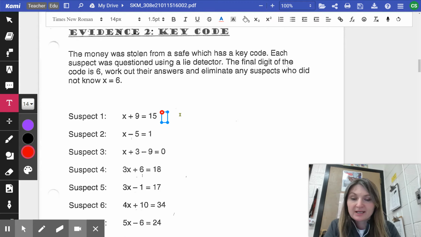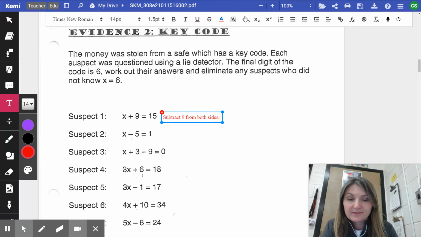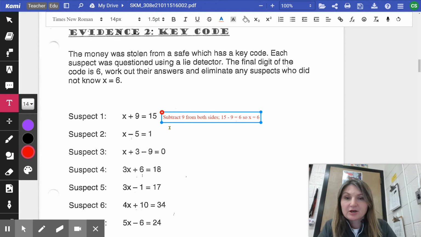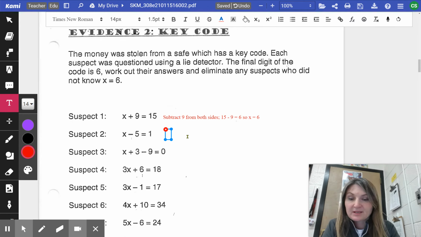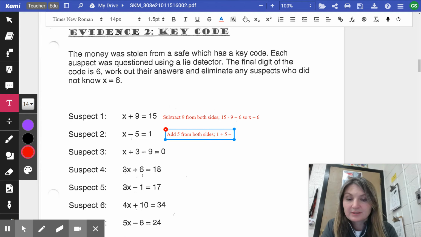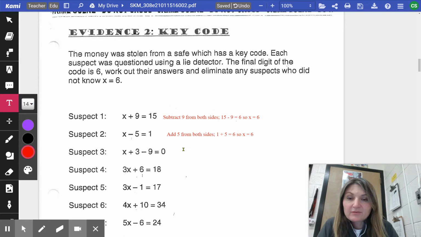Okay, so we have to subtract 9 from both sides of this first equation. 15 minus 9 equals 6. So X equals 6. This could be the suspect. They did know X equals 6. Next one. Can't eliminate unless the answer is something other than 6. So, oops, not subtract on here. Opposite of subtracting 5 is add 5. 1 plus 5 equals 6. So X equals 6. This could be the person. Okay, so you're going to keep going through and solve each equation.